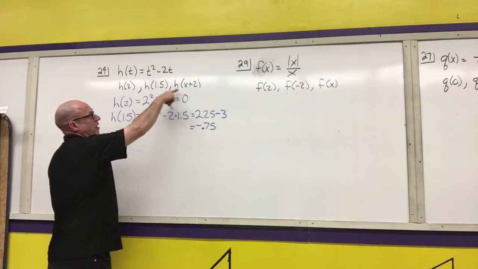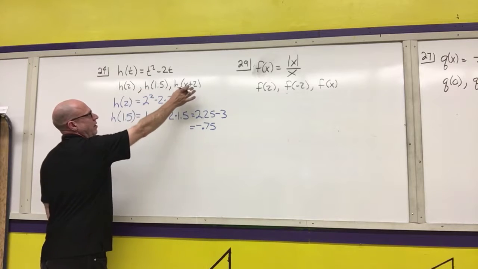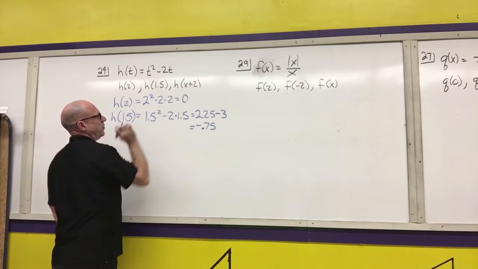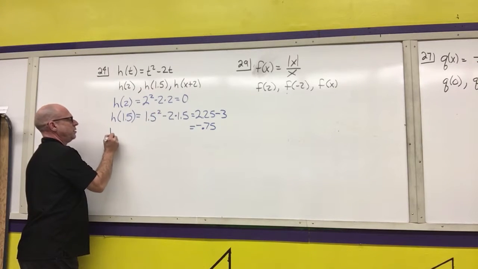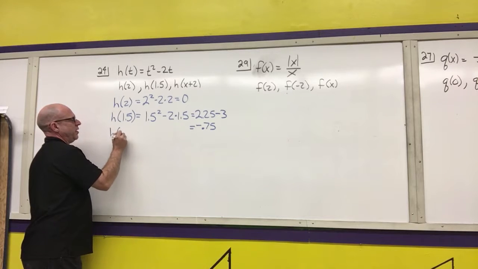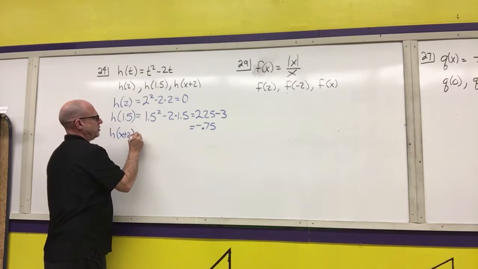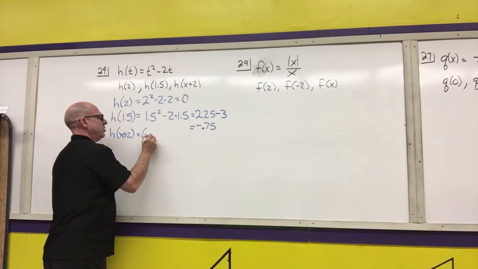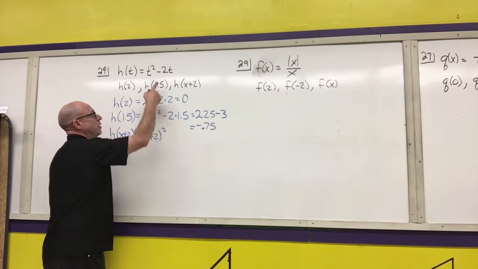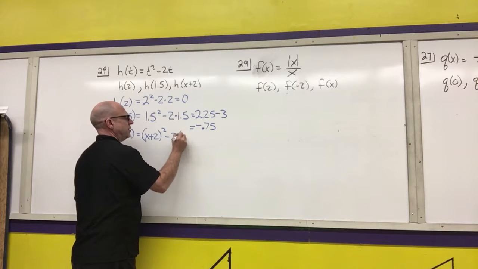Not only can I stick numbers in to evaluate, but I can also stick other functions or portions of equations in for evaluation. So at h of x plus 2, everywhere there's a t, I'm going to replace it with x plus 2. So I end up with x plus 2 quantity squared minus 2 times x plus 2.